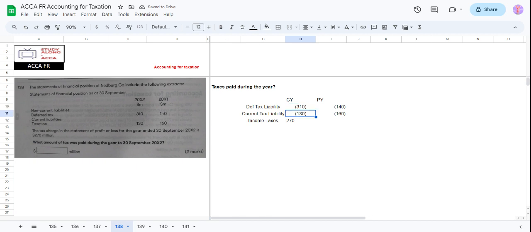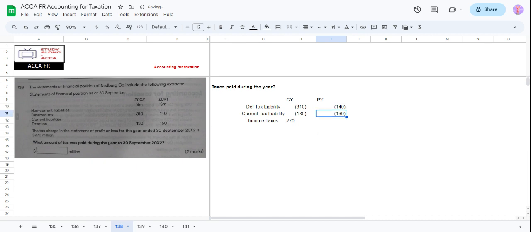Suppose we paid 270, this current tax. Let's just assume. And then from 160 it has become 130. So how much is the tax charge? First we need to see the tax in the P&L, which we had 270 for the current year. Ideally in the prior year we had 140. Suppose we paid all of it. The current tax liability also, and then 270. Okay, we paid all of it.